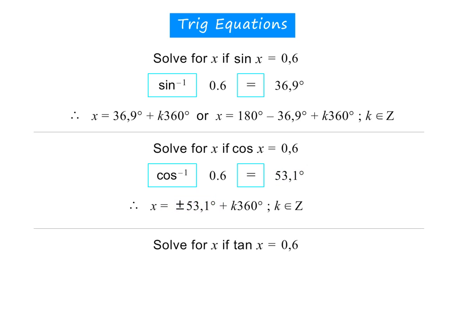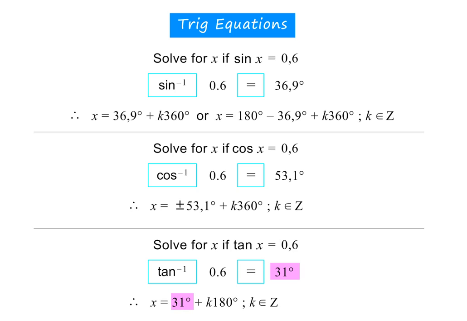Let's see how to get the general solution for tan x equals 0,6. Step 1 again is to do the following on the calculator. Correct to the nearest degree. This gives the following answer. To get all the possible solutions for tan, we simply add k 180 degrees to the angle we have just found. This time we only add k 180 degrees because tan is a function that repeats itself every 180 degrees.